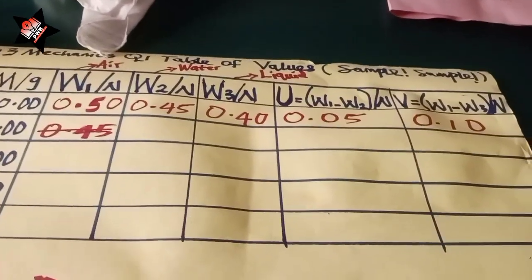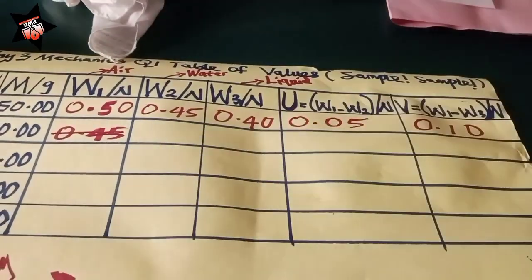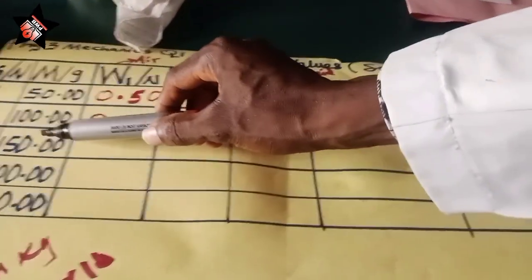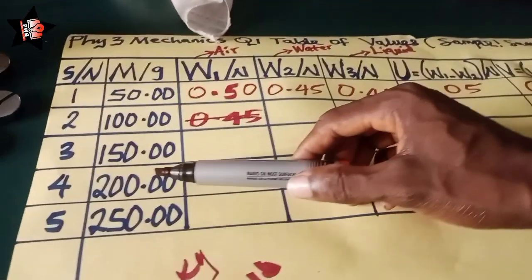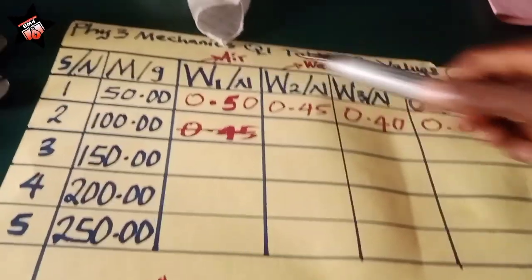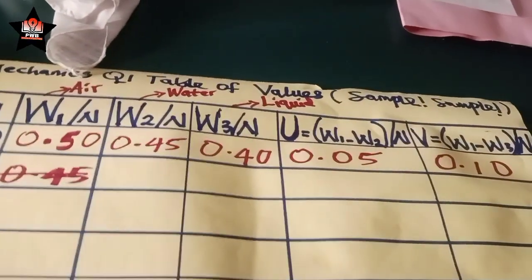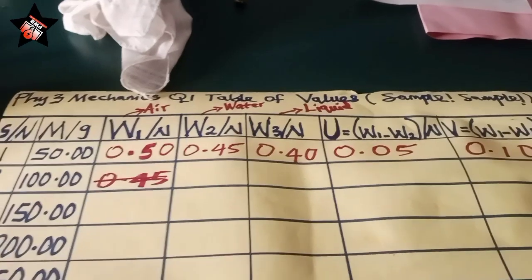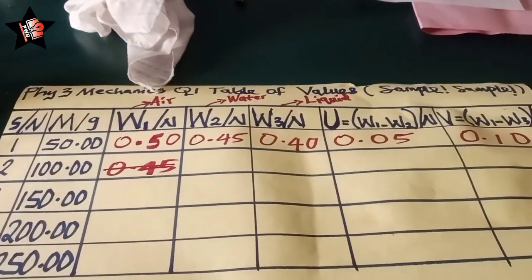So you will repeat this process for 5 times when the mass is 100, 150, 200, and 250. You repeat this process. This is as simple as ABCD. This is what this experiment is all about.